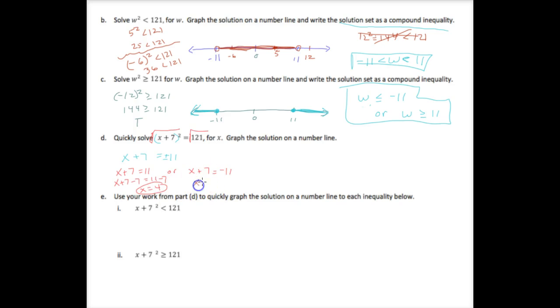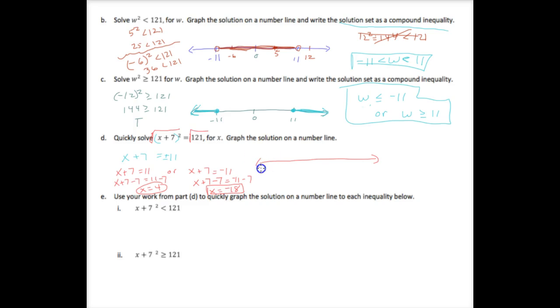Or x plus 7 minus 7 equals negative 11 minus 7. X equals negative 18. Did that pretty quick. I wish I was quicker, but okay. And we're going to graph this on a number line. That's not so hard. Nice number line.